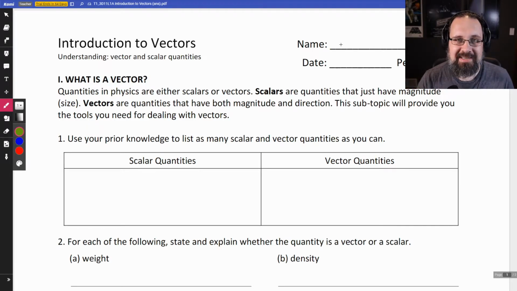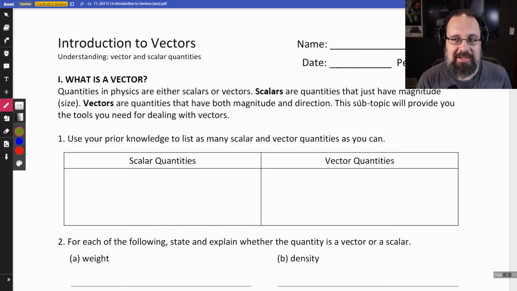The way it works is in physics, every quantity is either a scalar or a vector. Scalars are quantities that just have a magnitude, or a size, but vectors also have direction. So vectors have magnitude and direction. This subtopic will provide you the tools you need for dealing with vectors.